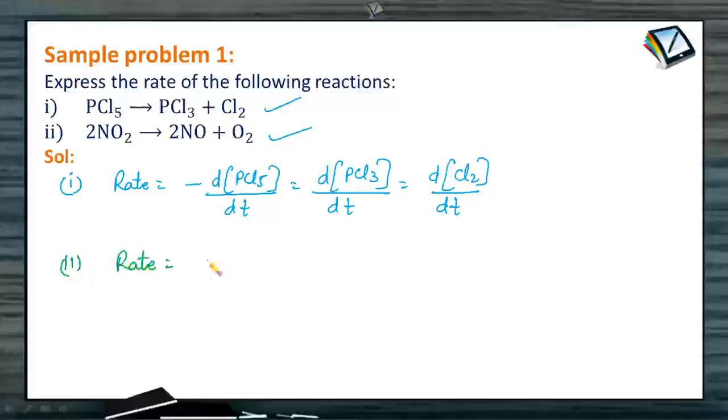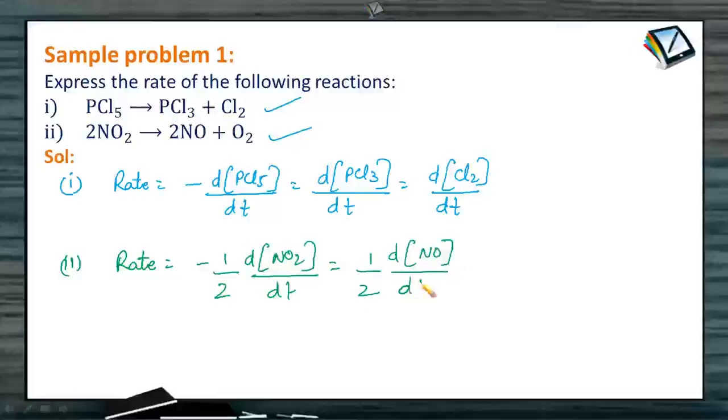Rate is equal to minus of 1 by 2. Remember, whenever some specific number of coefficients are involved in the reaction, the rate of reaction with respect to that particular reactant or product needs to be divided by its coefficient. So it becomes 1 by 2 d[NO2]/dt, which is equal to again 1 by 2 d[NO]/dt, which is equal to d[O2]/dt. So that is the answer for this first problem.